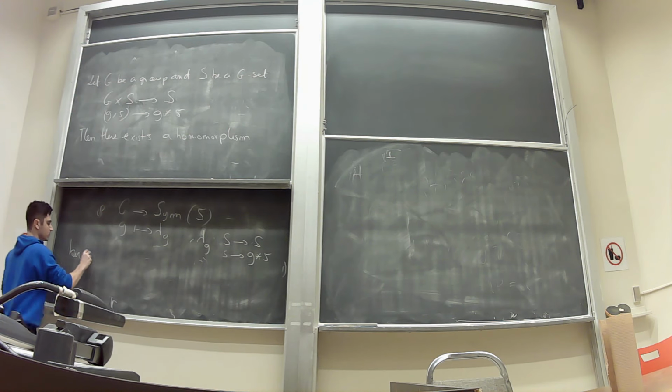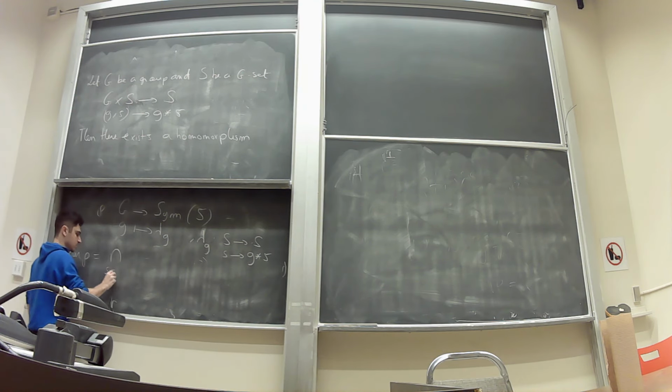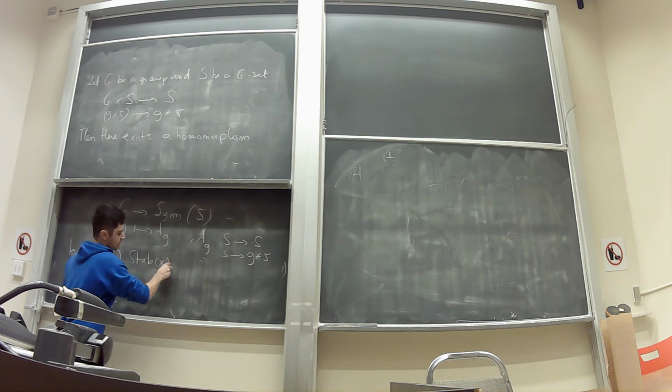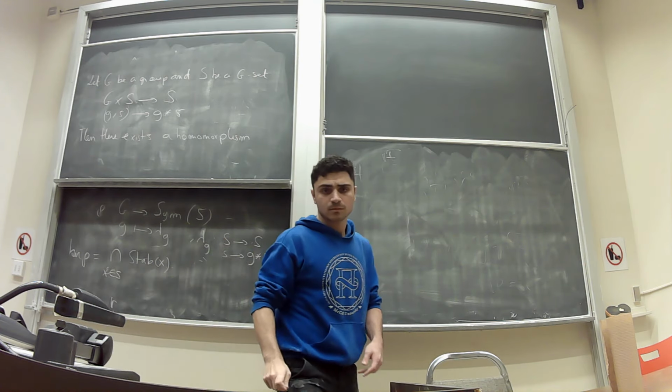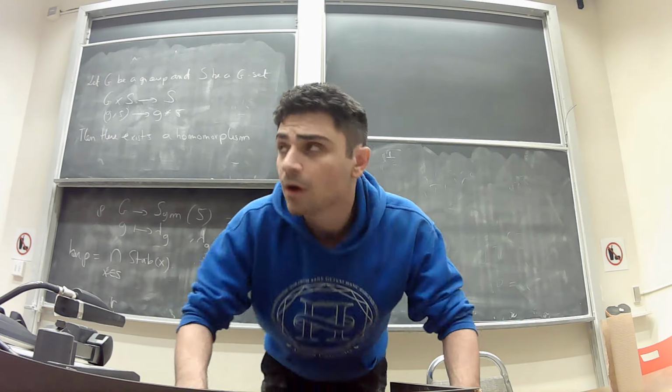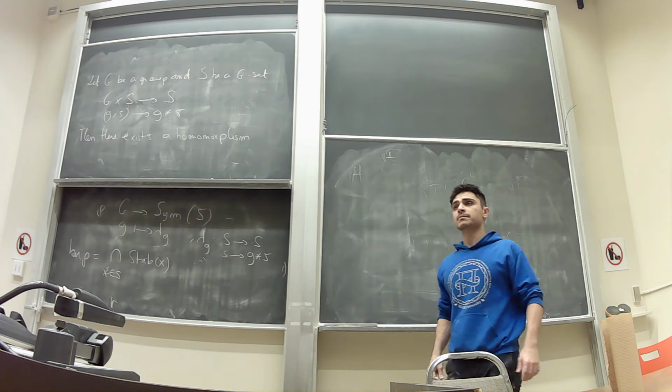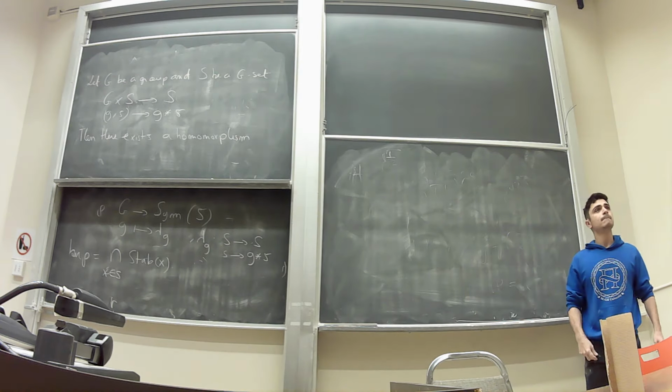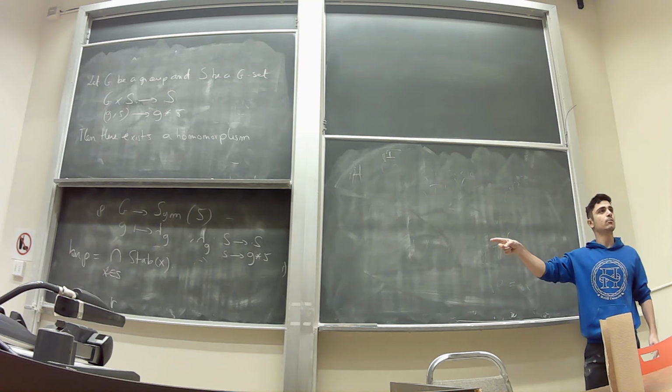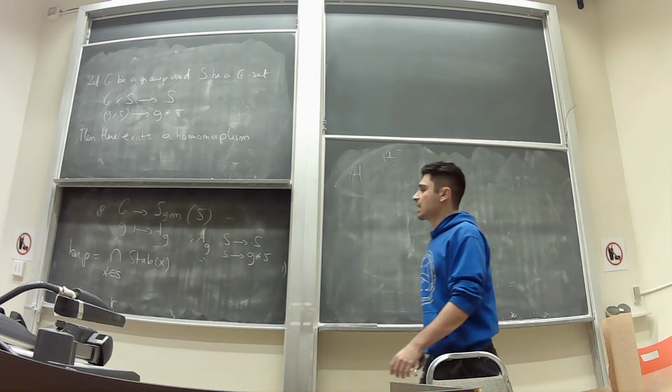And the kernel of rho is the intersection of all the stabilizers, let's say x in S. It's the intersection of all the stabilizers. Okay, we saw this last time, right? Remember? This is how we finished last time. Okay, now let's study an application of that.